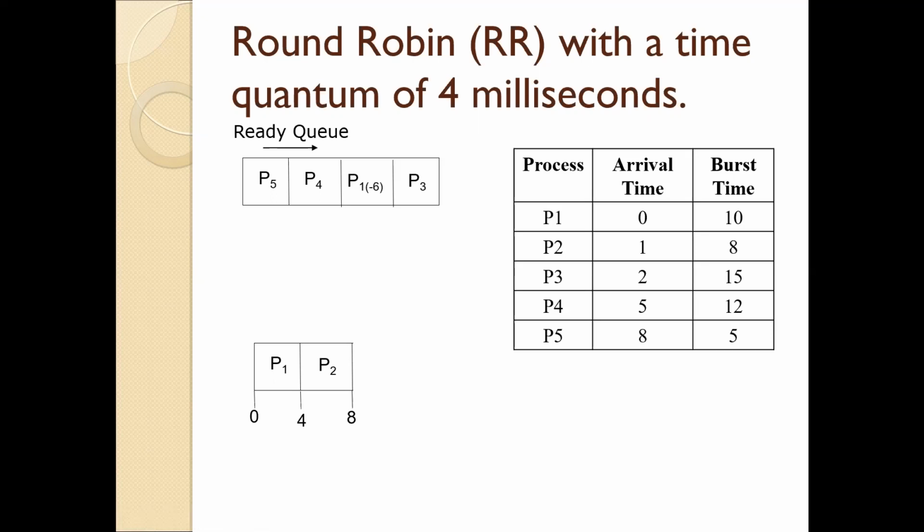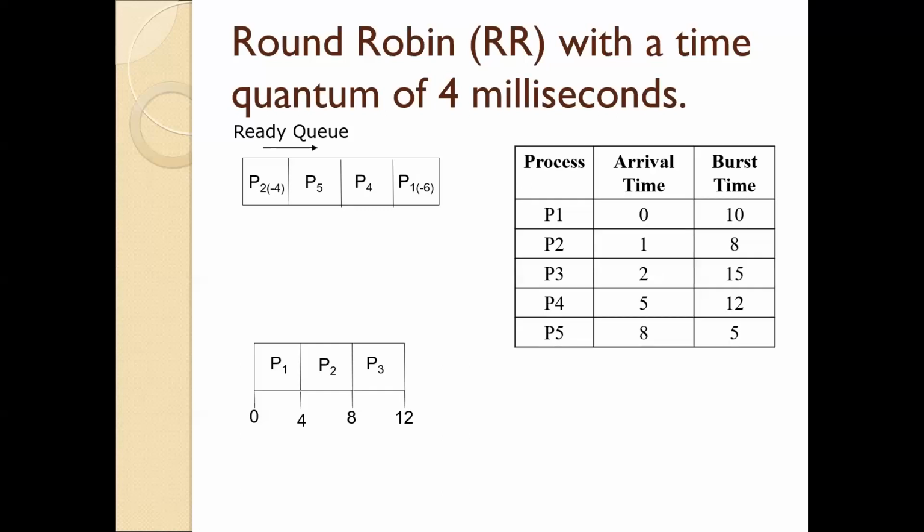Then P2 is also not completed. So P2 will be put back into the ready queue again, and then we can start P3. This is what happens. Third step, P3 will start its execution. So we put back P2 again to the ready queue.